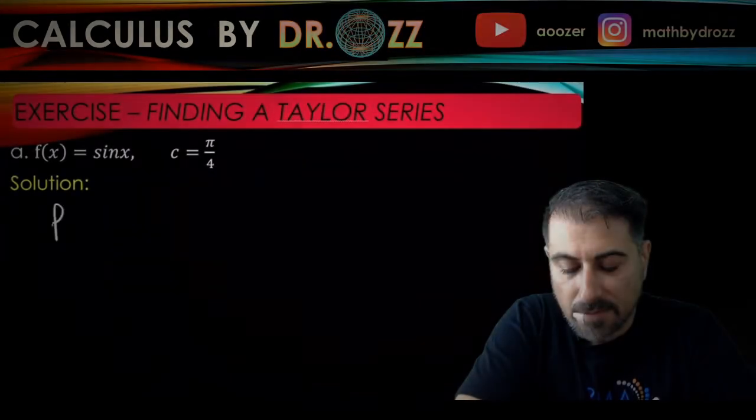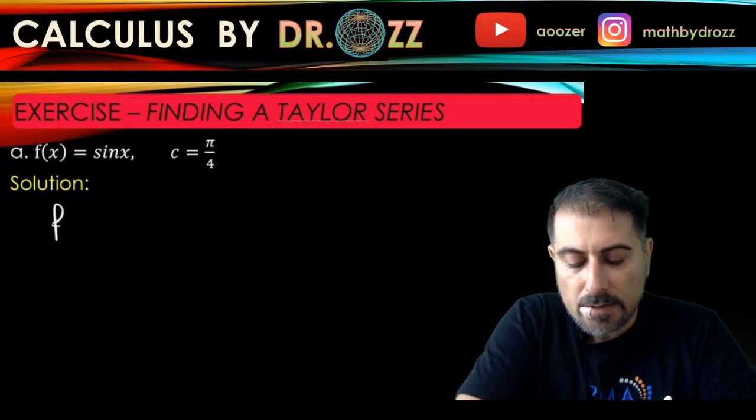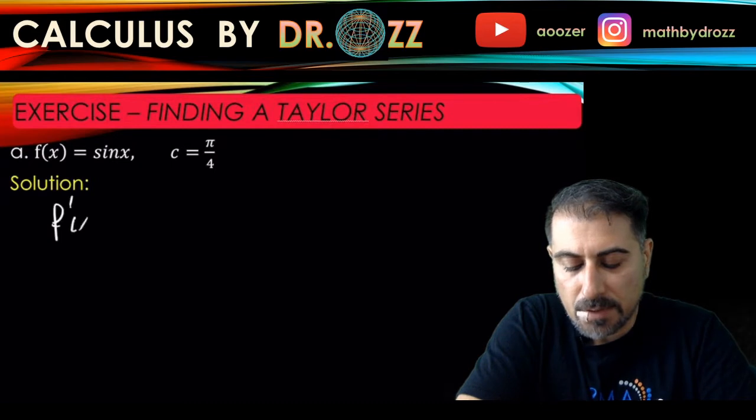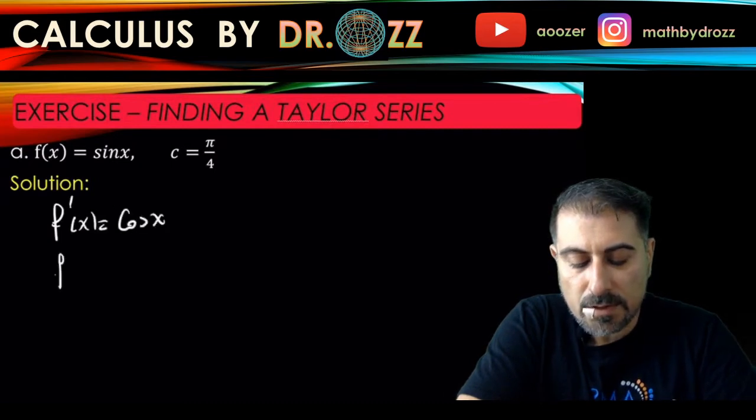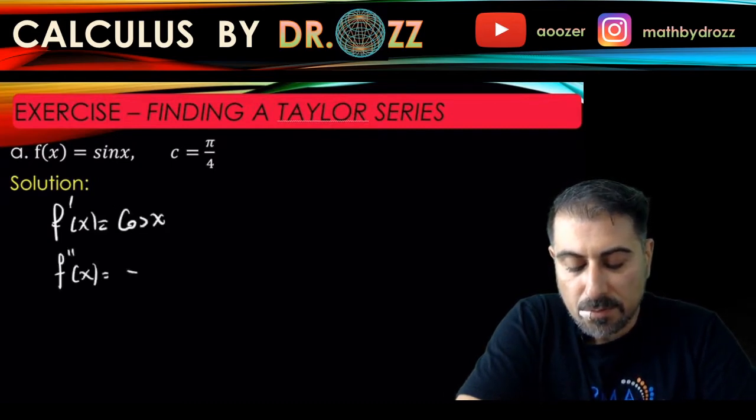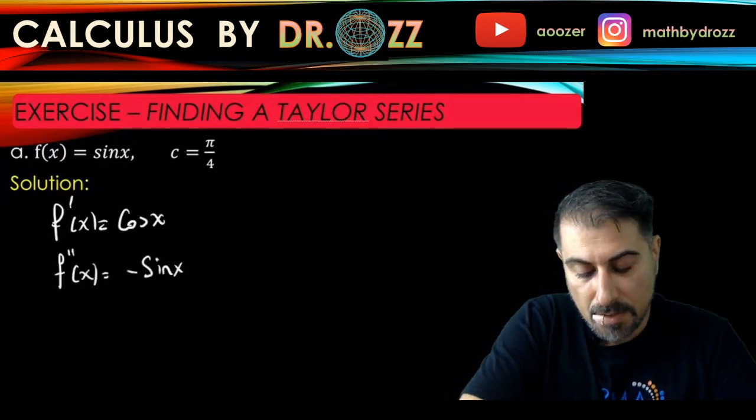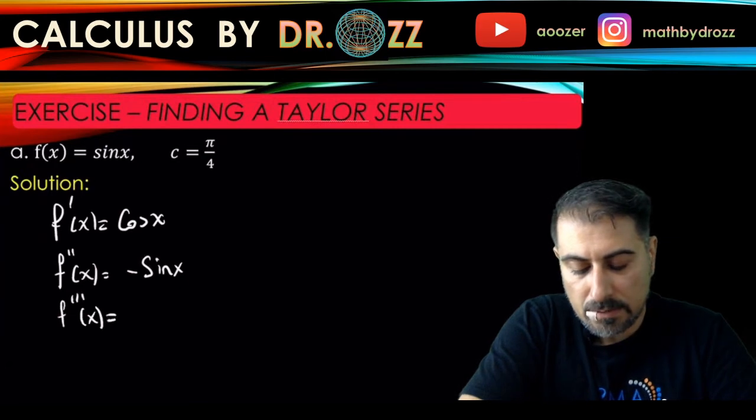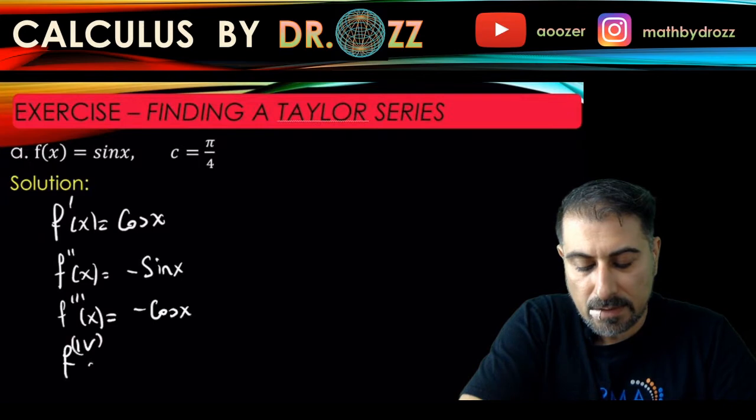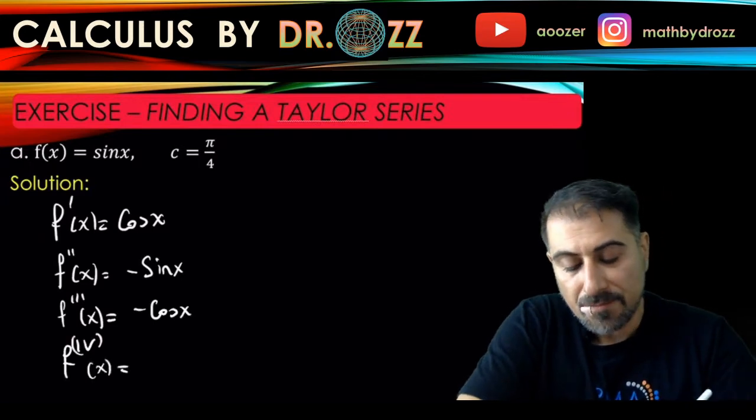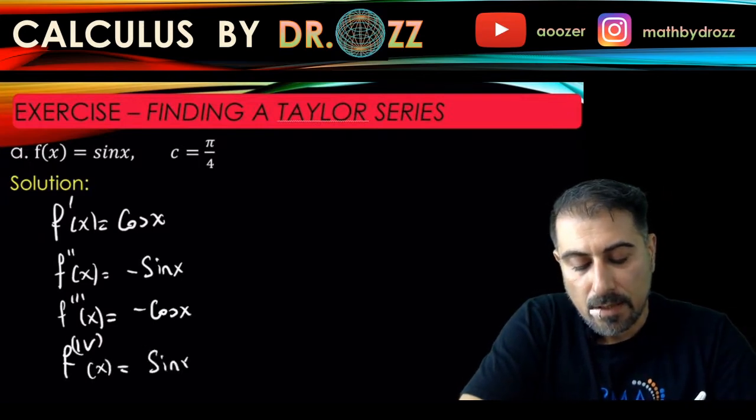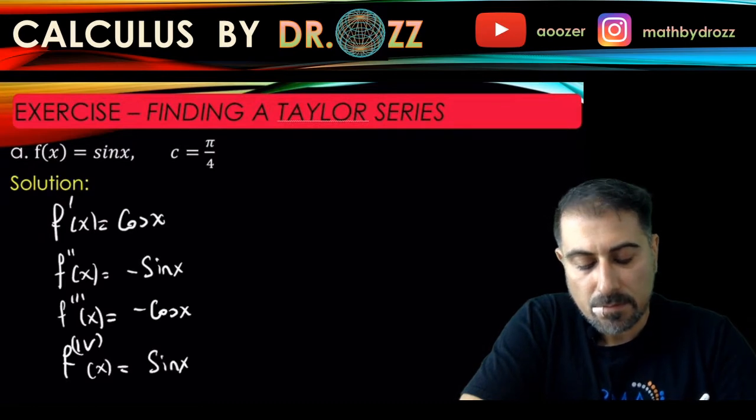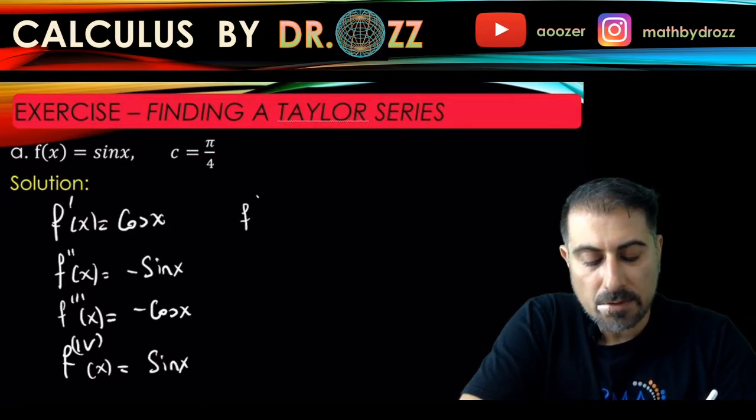Here we calculate. First find the derivatives of f. So f prime is cosine x, f double prime equals negative sine x, f triple prime is minus cosine x, and the fourth derivative of that is sine x. And if I really want to have the fifth derivative, that's going to be cosine x.